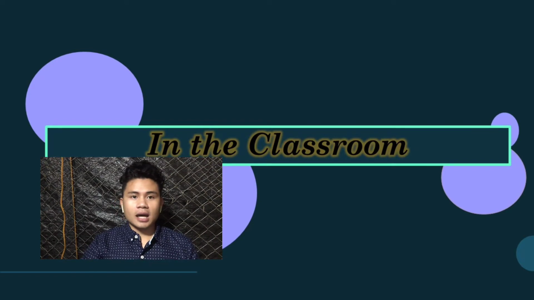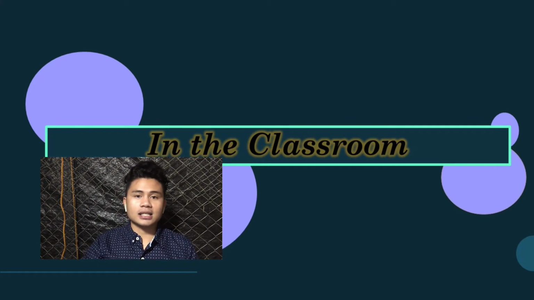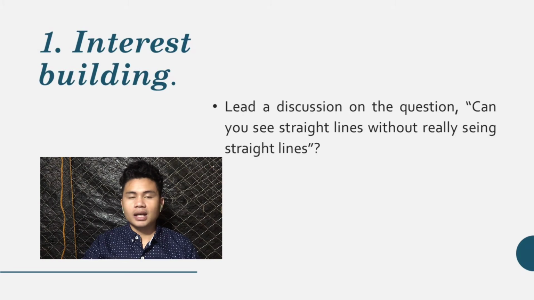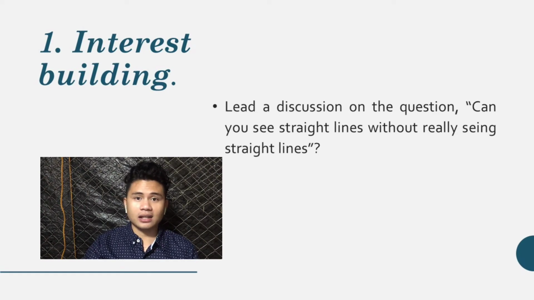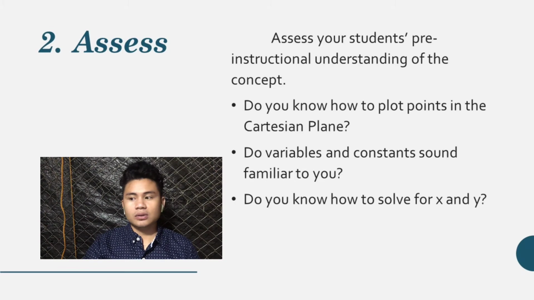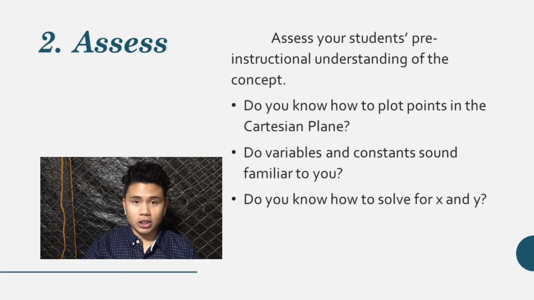So, here are the 8 steps on how to employ concept formation strategy in the classroom. Let's say your lesson is about linear equation. Step 1 is interest building. Since our topic is linear equation, we can lead a discussion on the question, can you see straight lines without really seeing straight lines? Step 2 is to assess. We need to assess students' pre-instructional understanding of the concepts because concept formation strategy should never be a guessing game. So we can ask them, do you know how to plot points in the Cartesian plane? Are you familiar with variables and constants? Or do you know how to solve for x and y?